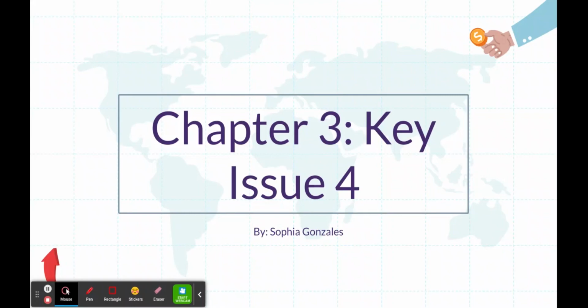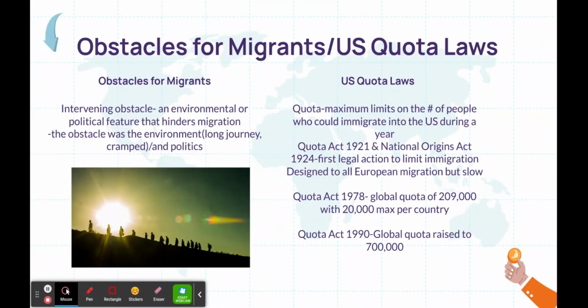Chapter 3, Key Issue 4: Obstacles for Migrants. An intervening obstacle is an environmental or political feature that hinders migration. This is something that stops you from being able to move. Back then, the obstacle was the environment, like crossing an ocean or a mountain. Now, the obstacle is more political situations, like borders which keep migrants out legally, such as the border in Tijuana and San Diego.